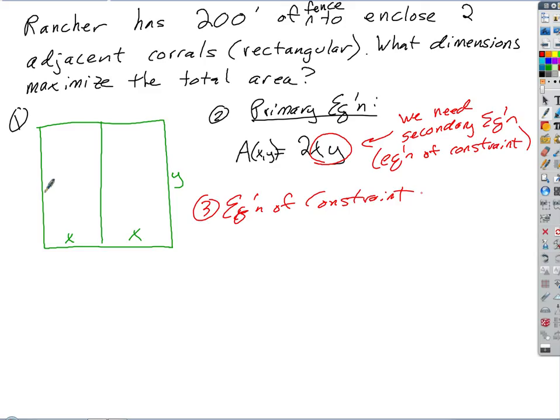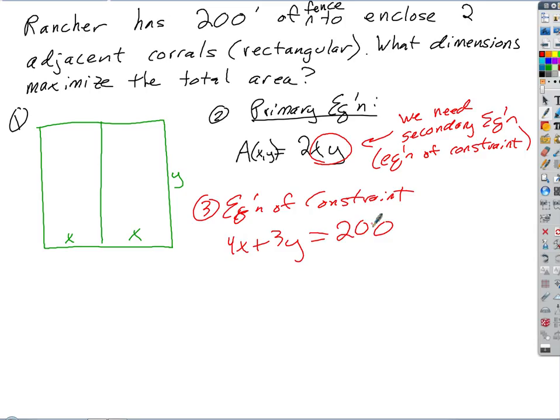Because I've got to look at all these, what we see as being vertical, right? The vertical sides are all length y. So I have to have 3 of those, and I've got 1, 2, 3, 4 sections of length x. I'm just adding up all the fencing based on the little segments that we've developed, right? So our equation of constraint, we get 4x plus 3y equals 200. Okay.